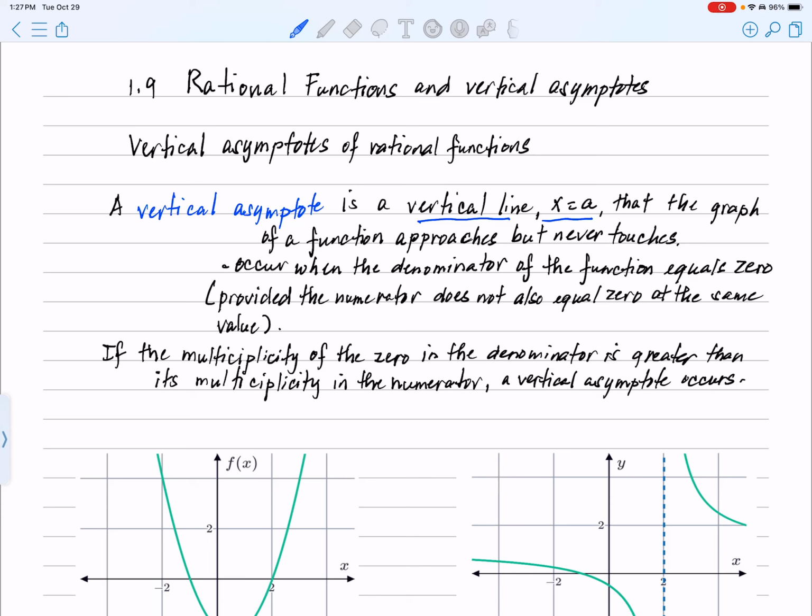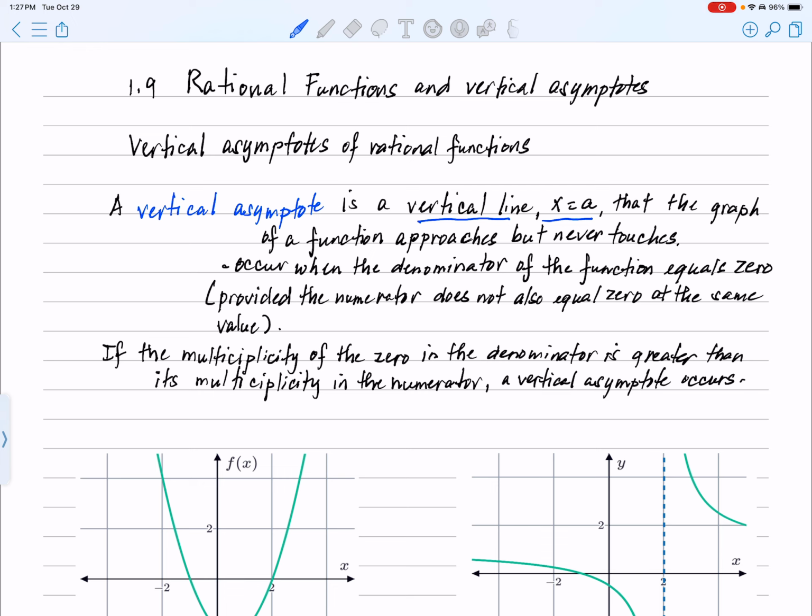Welcome to Matematika. Today we're going to do 1.9, rational functions and vertical asymptotes. We talked about vertical asymptotes in my previous video about problems and solutions of rational functions and zeros. We'll get to know more about vertical asymptotes in this video.